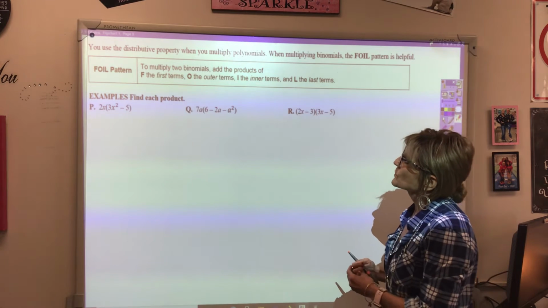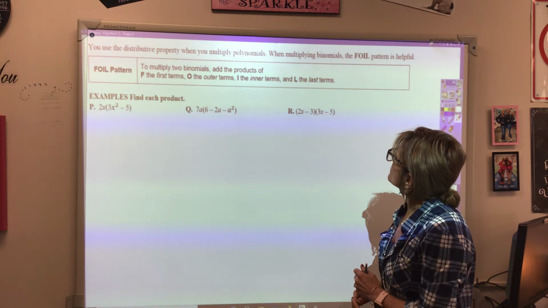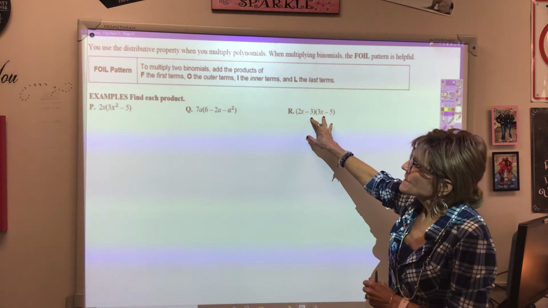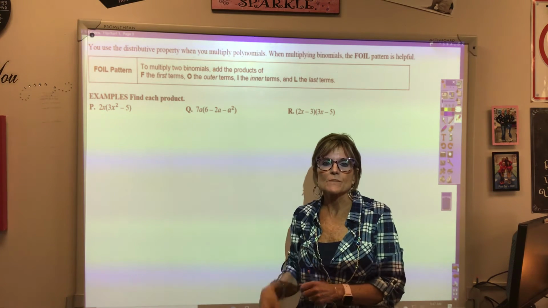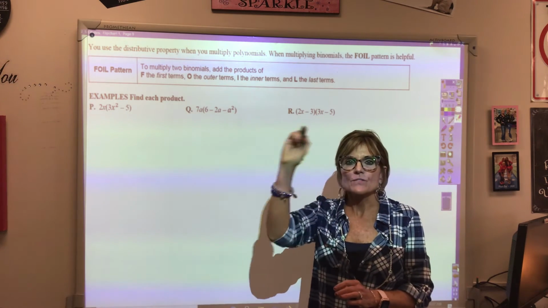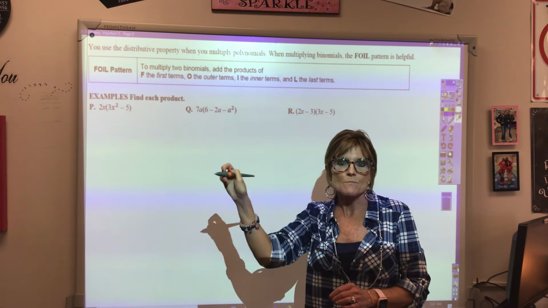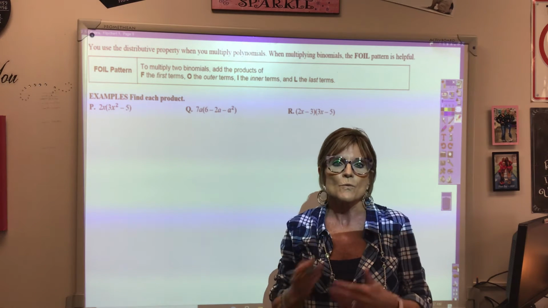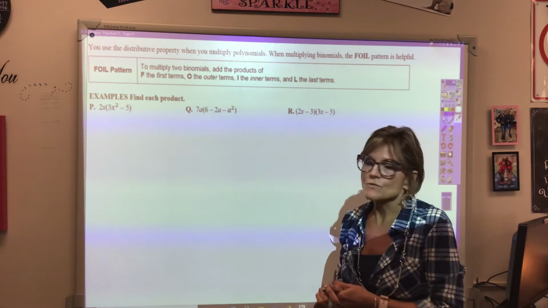Now we're going to get into multiplying. You use the distributive property when you multiply polynomials. When multiplying binomials, this is a binomial, the FOIL pattern is helpful. So I use the FOIL pattern, and y'all will remember that I've talked about this in previous lessons, but I don't do it the standard way of taking the first times the first, the outer times the outer, the inner times the inner, and the last by the last. I set it up so you're seeing it as a distributive property, although the order is in the FOIL pattern.